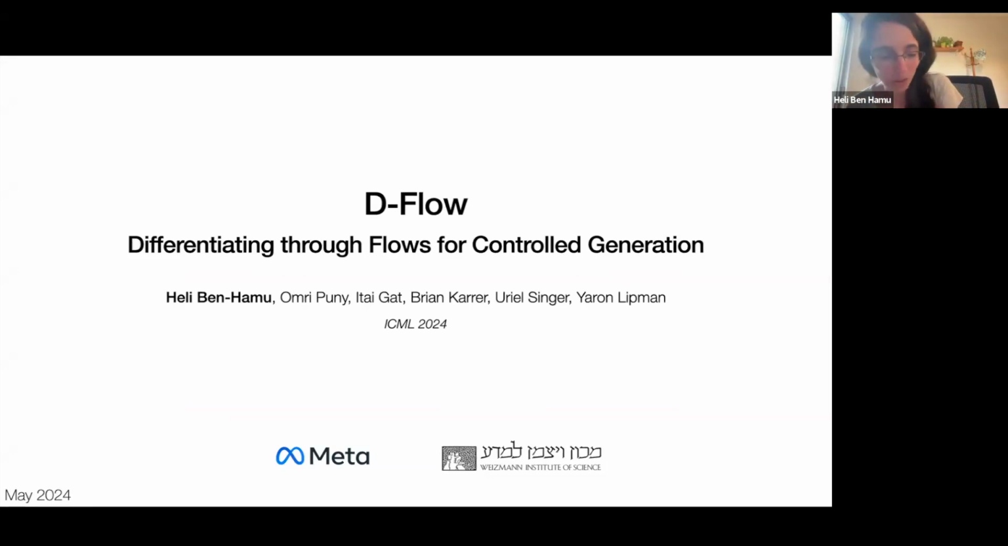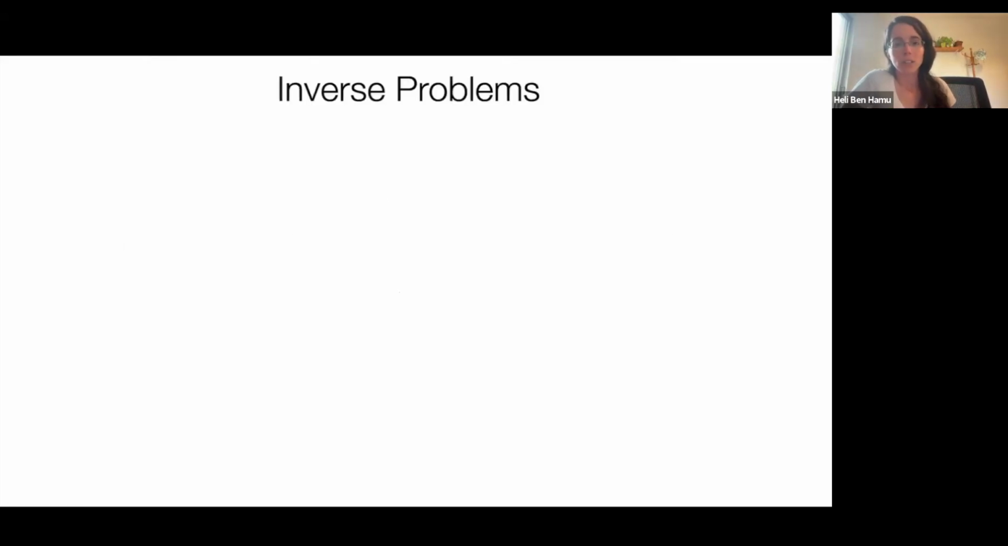Okay, so D-Flow. What we're going to talk about today is a framework for controlled generation from a given trained flow model. And we're going to start with a quick motivation. Why do we want to control the output of a generative model? And we'll go along. So generally, the motivation starts from an inverse problem point of view. And let's define what an inverse problem is. What is the setting that we're in currently?